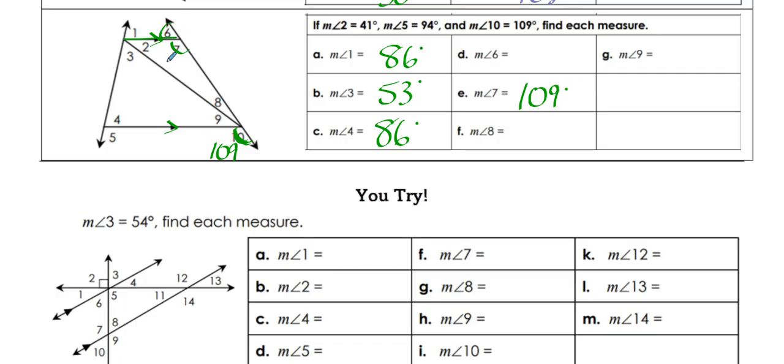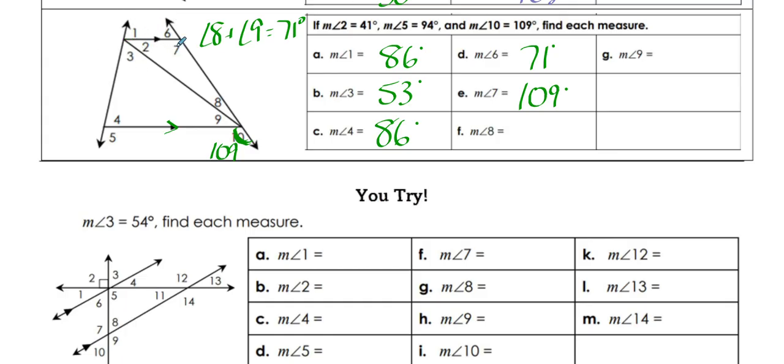This is going to be 71 because together they add up to 180. They are supplementary. And then we know that these two together are going to be 71. So we know angle 8 plus angle 9 equals 71 degrees. We can't directly find out what either of those are. Actually, this is getting a step ahead of ourselves. Really, we need to use a fact about triangles.